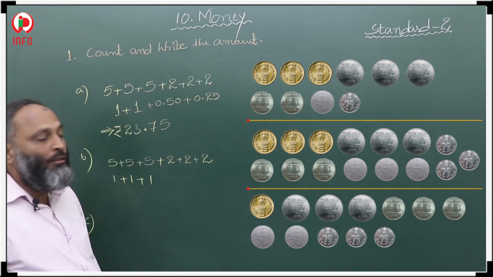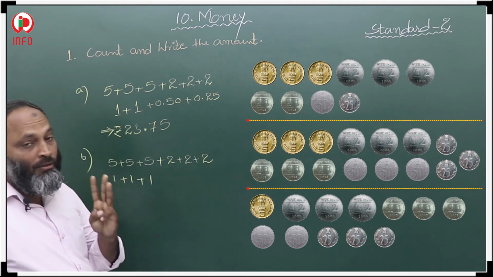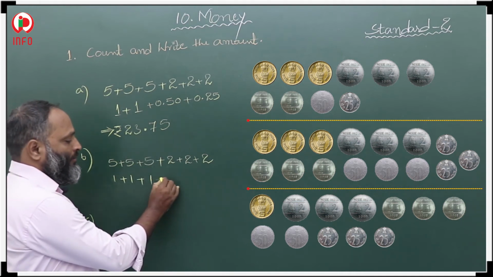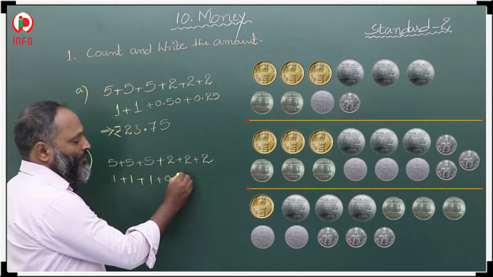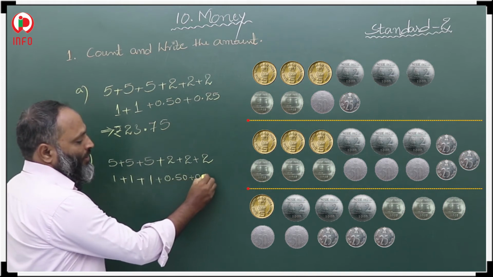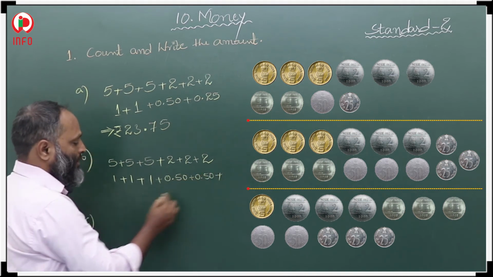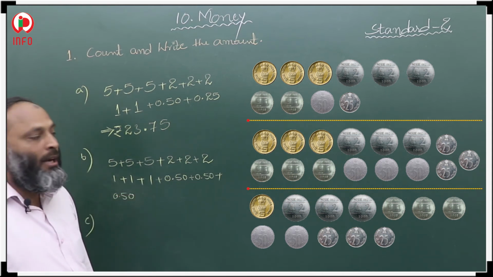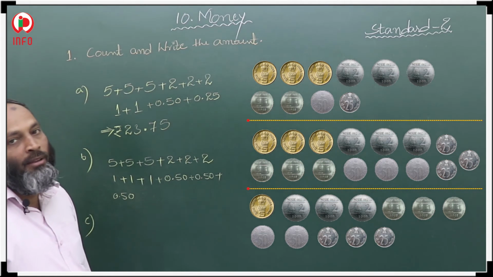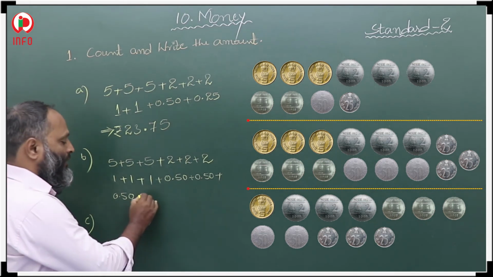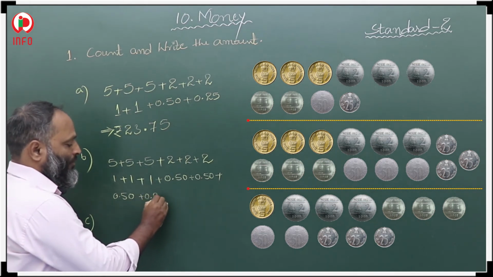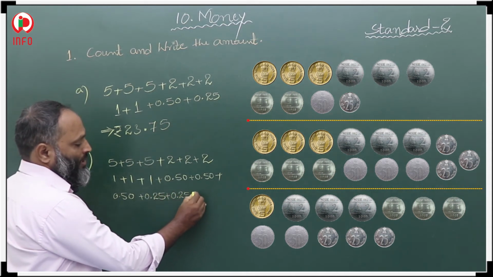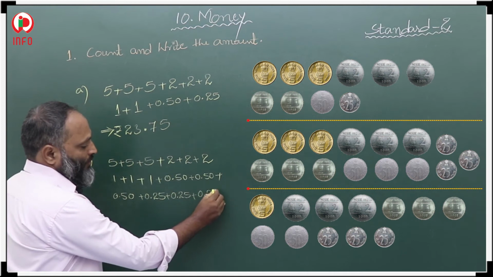Then after that, 3 50 paisa coins are given. 3 50 paisa coins means 0.50 plus 0.50 plus 0.50. And after that, 3 25 paisa coins are given: 0.25 plus 0.25 plus 0.25.